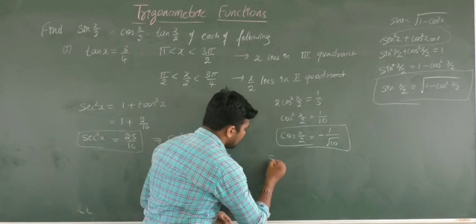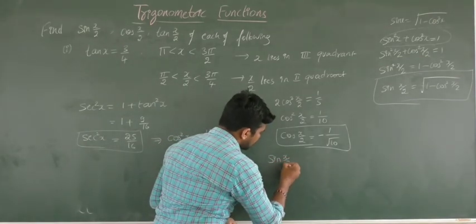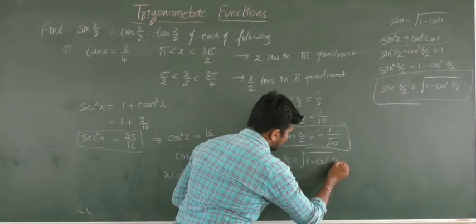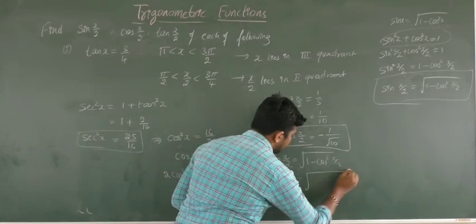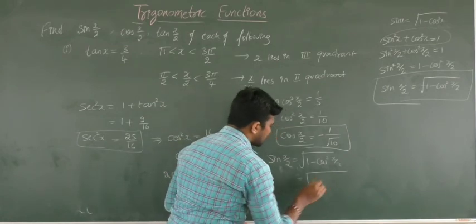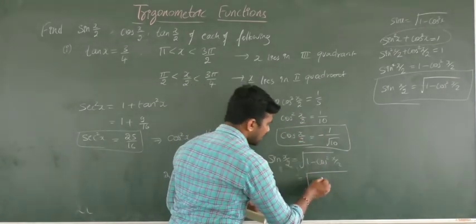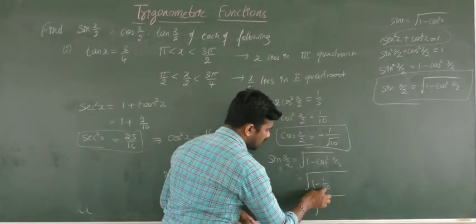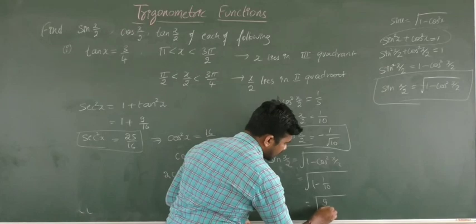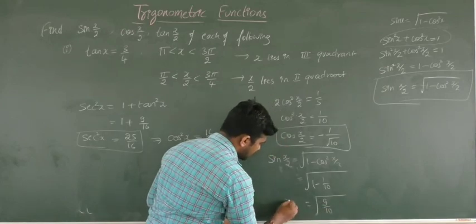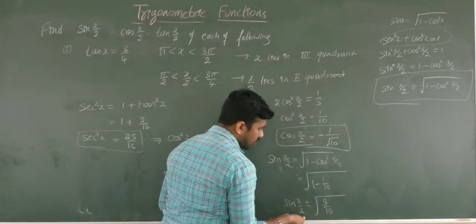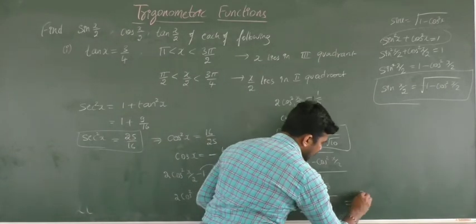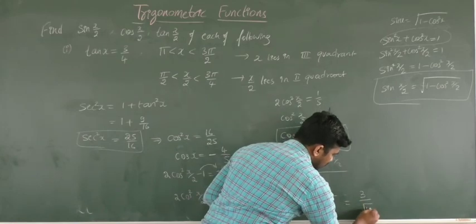Okay, see, sin x by 2 is equal to root of 1 minus cos square x by 2. Substitute here the value. 1 minus cos square x by 2, directly you know 1 by 10. So take the LCM inside the square root. 10 minus 1, 9. 9 by 10. So this is what sin x by 2. Or we can write this one as root 9 is 3, 3 by denominator is root 10.